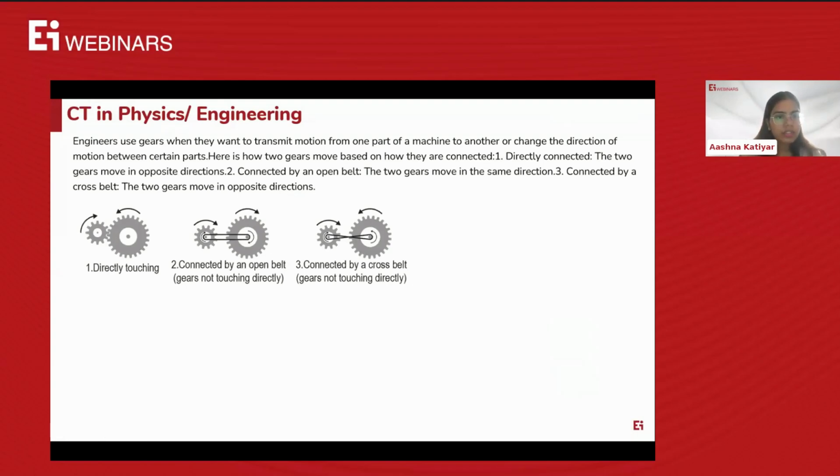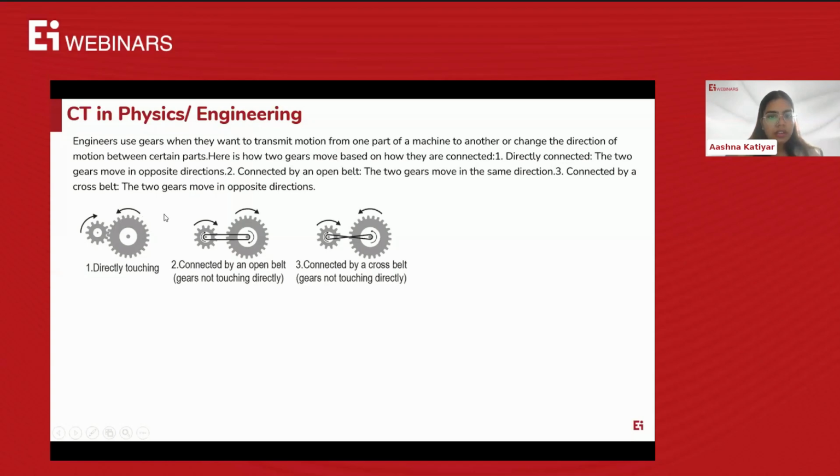So the question is, engineers use gears when they want to transmit motion from one part of a machine to another, or change the direction of motion between certain parts. Here is how two gears move based on how they are connected. First one is directly connected. The two gears move in opposite directions. So in this diagram, we can see one gear is moving in a clockwise direction and the gear that is attached to it is moving in an anti-clockwise direction.